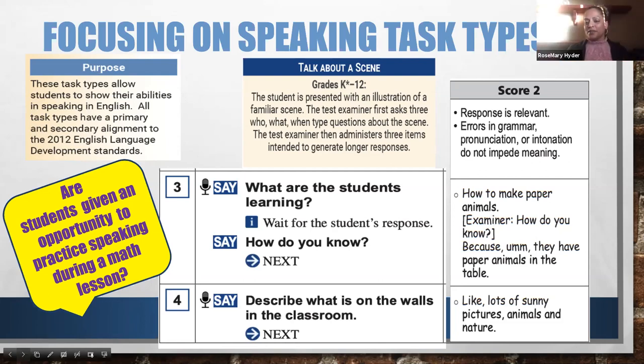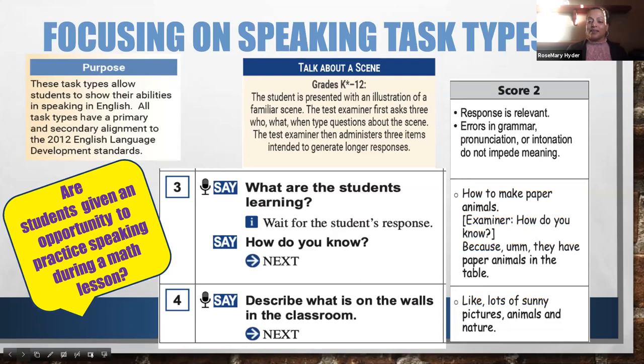Again, I just put the score of 2 because we don't want to look at 0 or 1, right? So this is the maximum score they can get on talk about a scene. So here it gives you the responses. The response is relevant, and errors in grammar, pronunciation, or intonation do not impede meaning. So they ask, what are the students learning? And if the student responds, how to make paper animals, then they're getting a score of 2. Does that make sense?